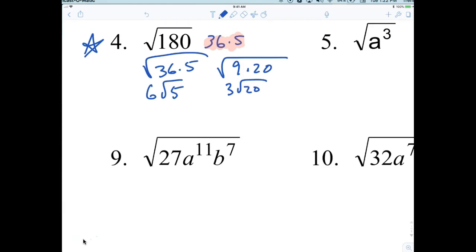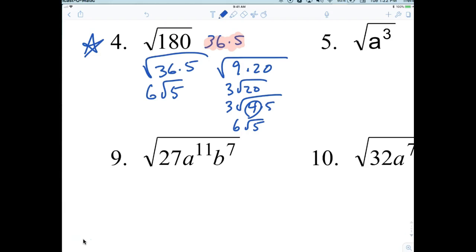So now you have 3 radical 20. Now I have to break 20 down into what? 4 times 5. What's the square root of 4? There's a 3 outside. 3 times 2 is 6, radical 5. Same answer. Just took me a little bit longer to get there. So it doesn't matter if you pick the smallest radical. It's going to take you time to get there, that's all.